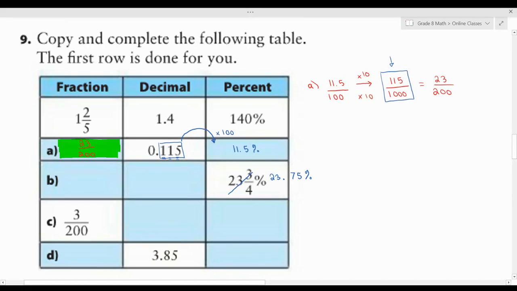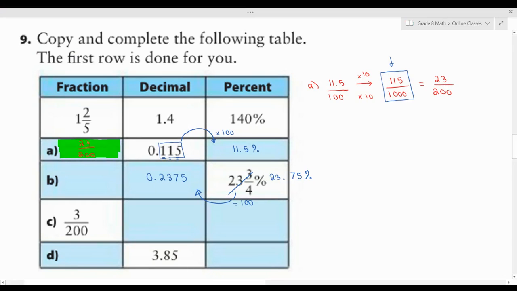Now, we practiced that if I want to go from percent to decimal, well, if to go one way you multiply by 100, to go the other way, you must have to divide. So I'm going to take this, divide that by 100. Okay, so 23.75 divided by 100. This as a decimal would be 0.2375.